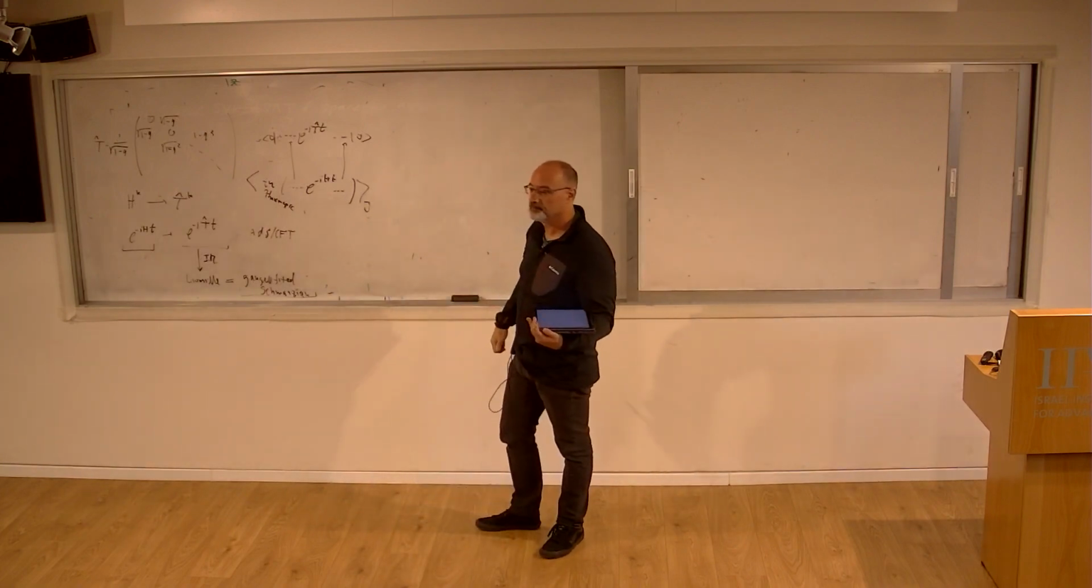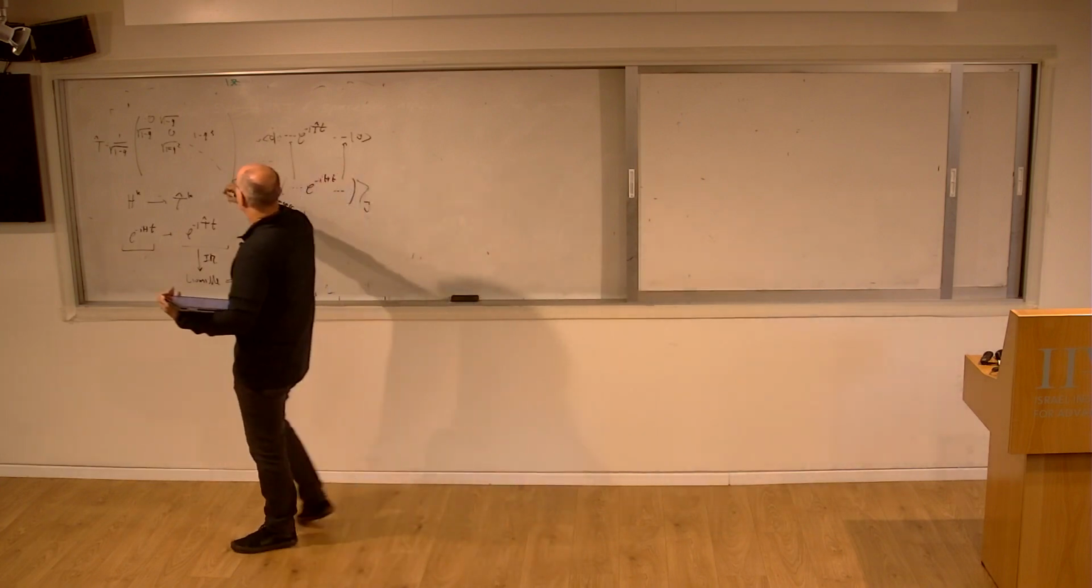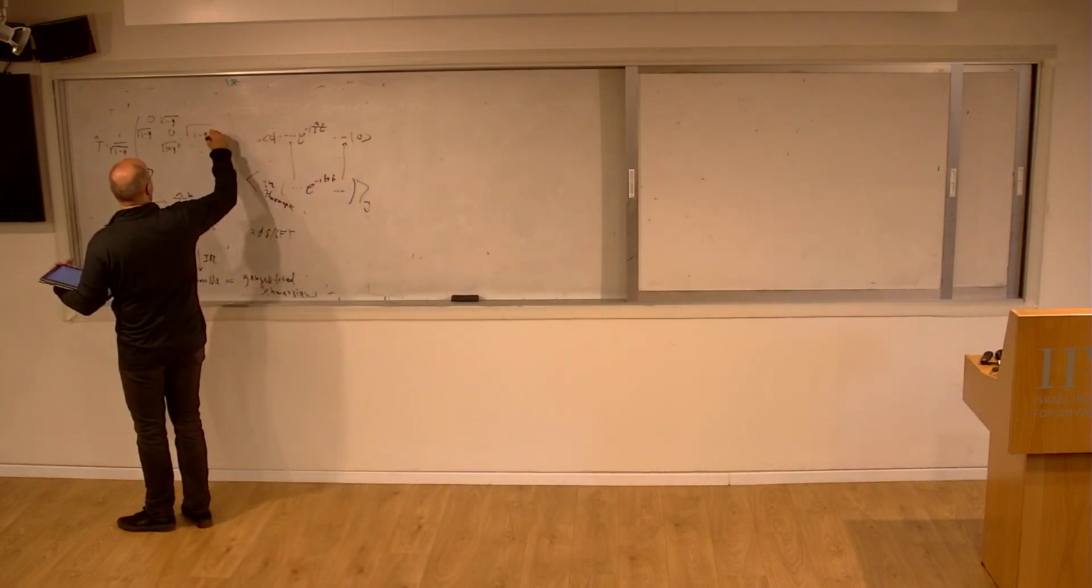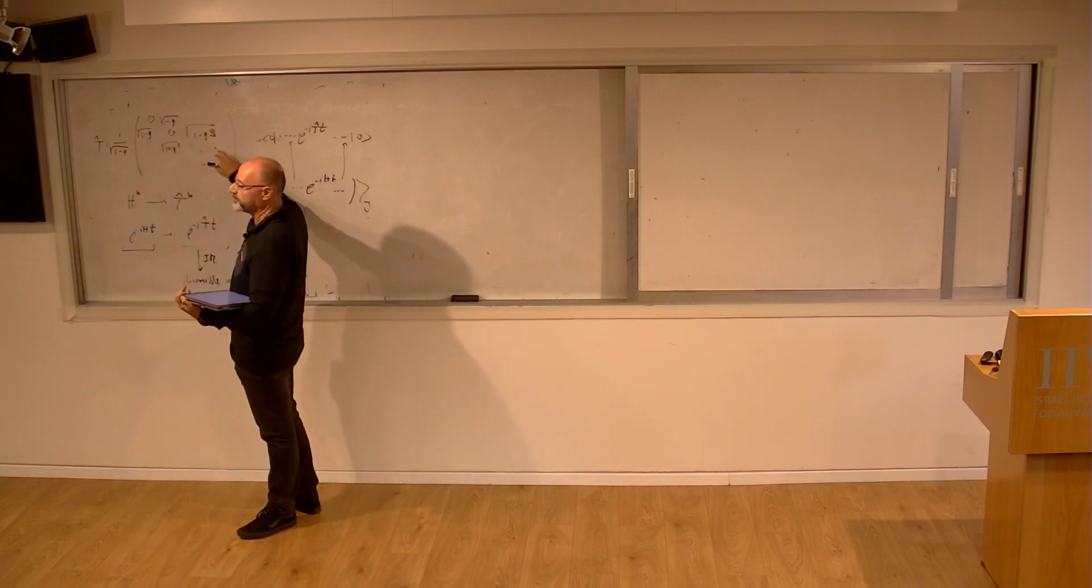Yes. The matrix elements 1 minus q squared should be with squared. Yeah, this should be with this. Thank you.